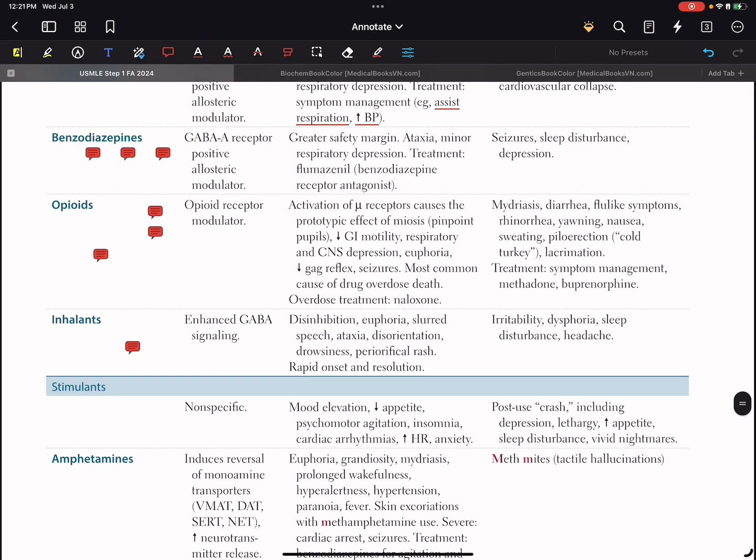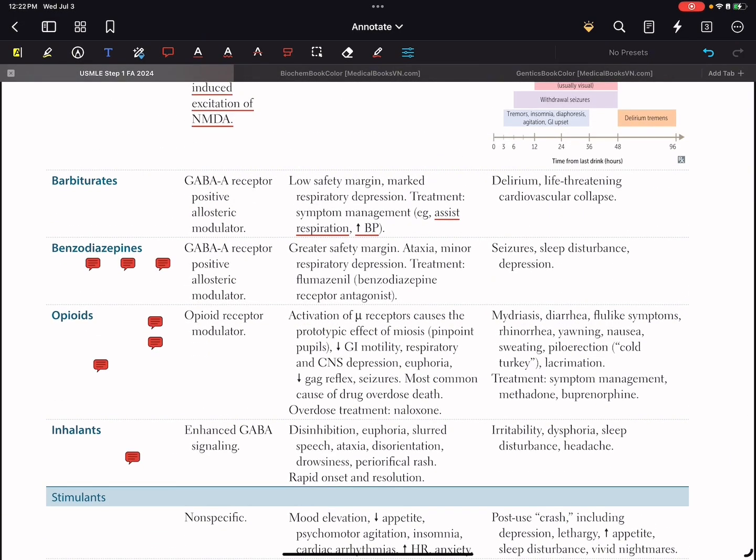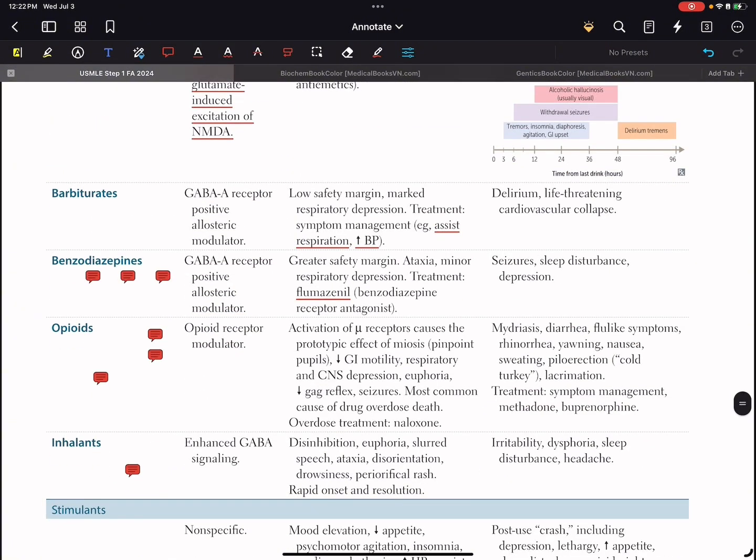Benzodiazepines: GABA-A receptor positive allosteric modulator, same as barbiturates and alcohol, but with a greater safety margin. Intoxication will cause ataxia and minor respiratory depression. Treatment is flumazenil, a benzodiazepine receptor antagonist. This is a very important question. Withdrawal will cause seizures. Okay, this is important. Sleep disturbance and depression.